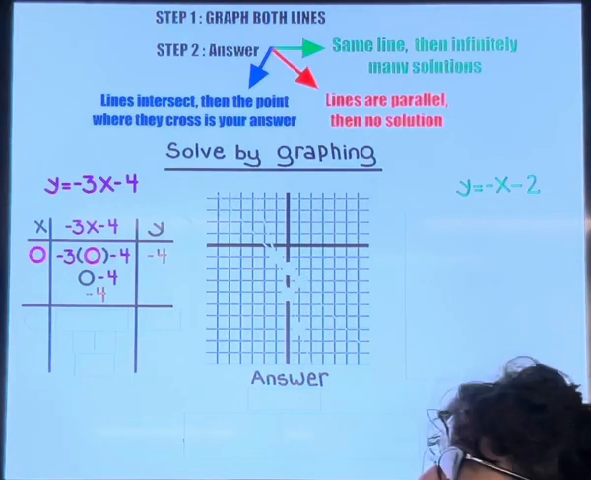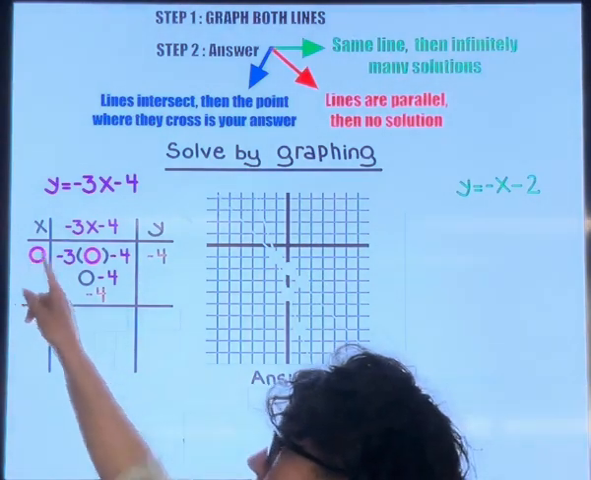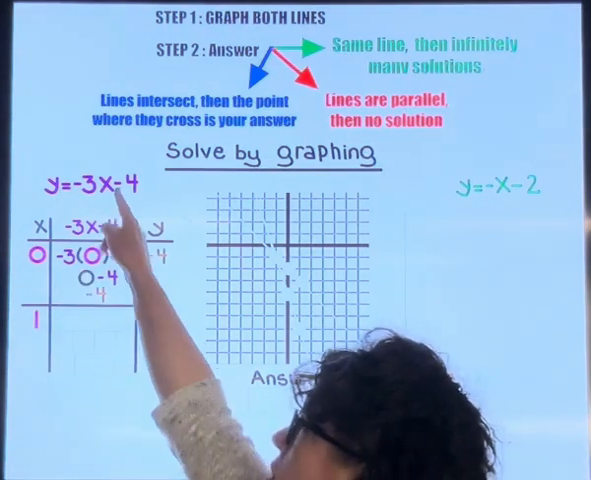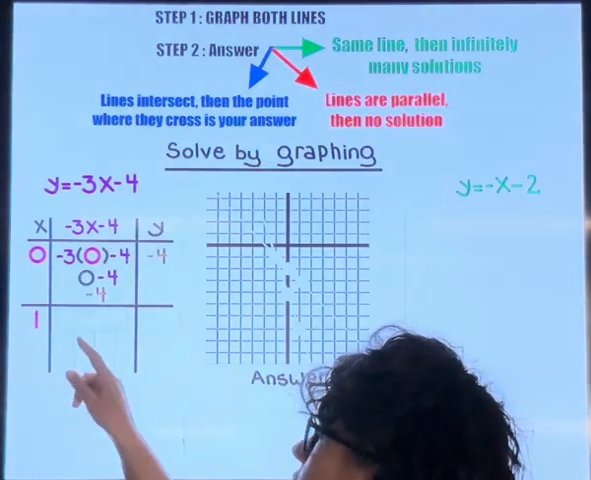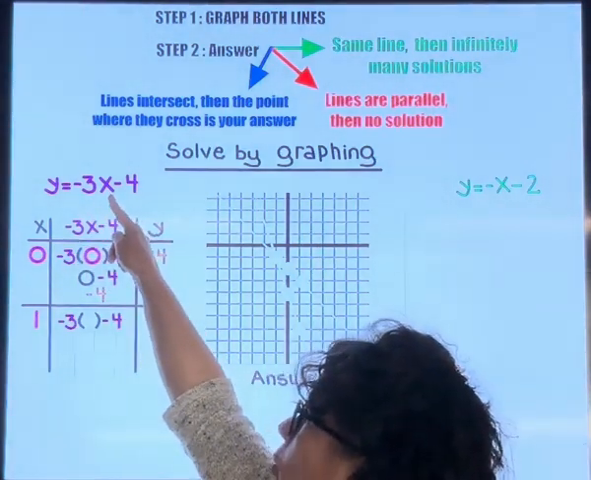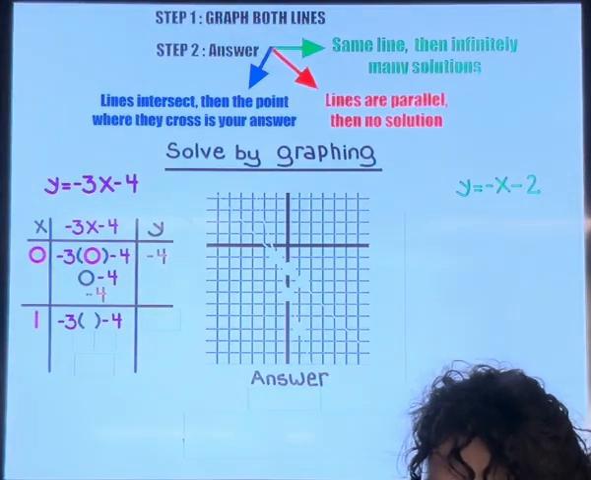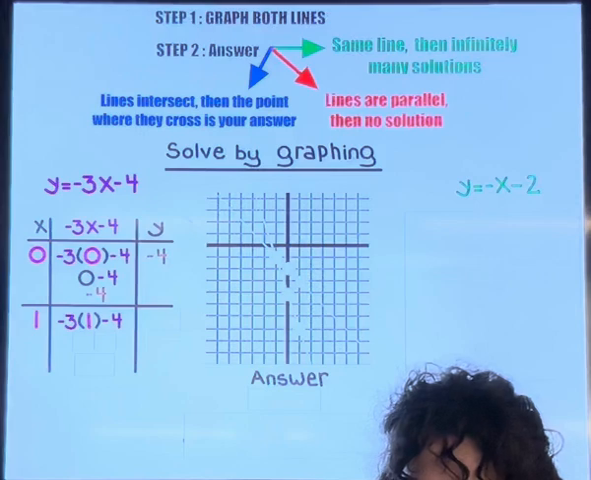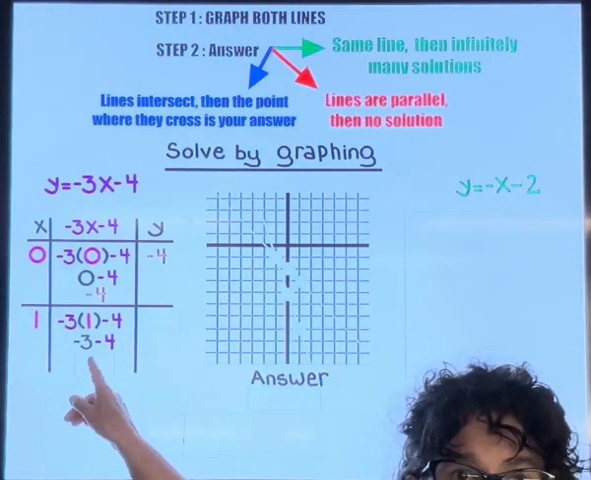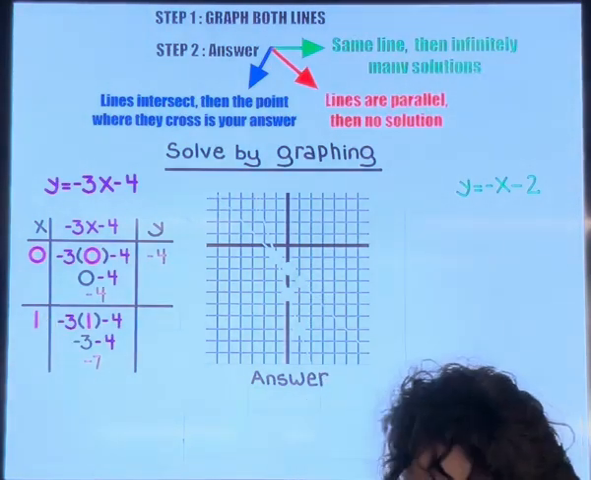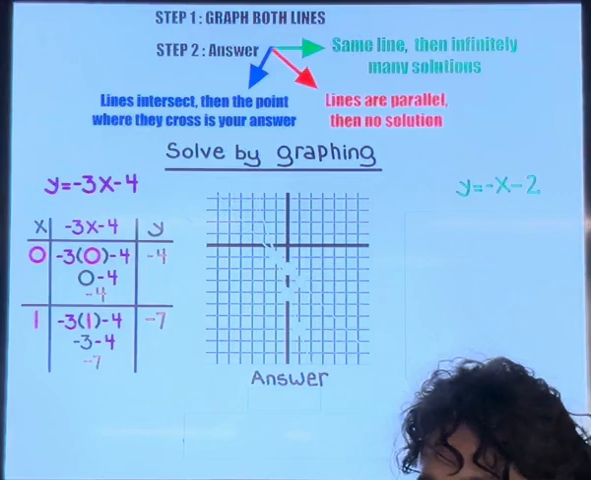We need one more point to graph this line. I already selected 0, so this time I'm going to select 1. Let's substitute 1 into our equation. So this becomes negative 3 times 1 minus 4. Simplify, negative 3 multiplied by 1 is negative 3. Bring down that minus 4, and negative 3 minus 4 is negative 7. So I plugged in 1, and we got out negative 7.